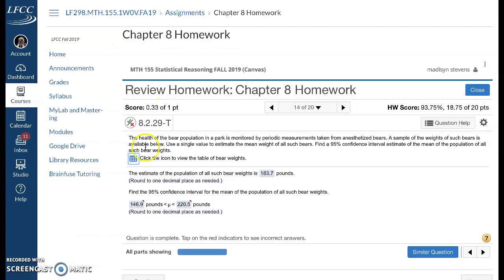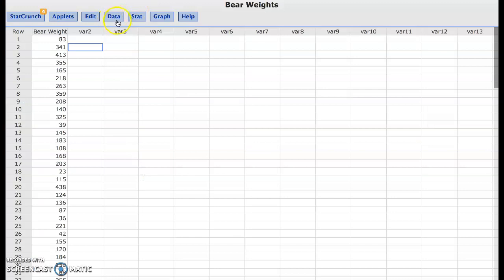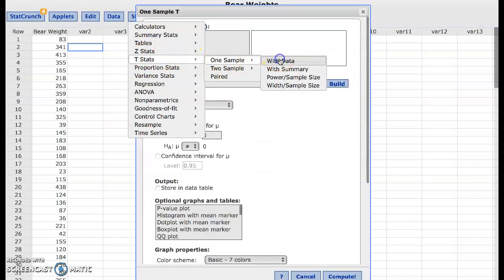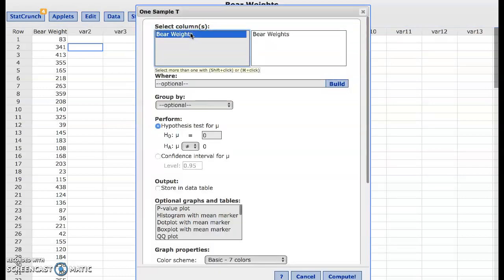The first thing that we want to tackle is the estimate of the population of what the bears weigh, which would be the mean weight. So we're going to go to Stat, we're going to go to T Stats, we're going to go to One Sample, With Data. We're going to click the bear weight since that is where all of our data is held.